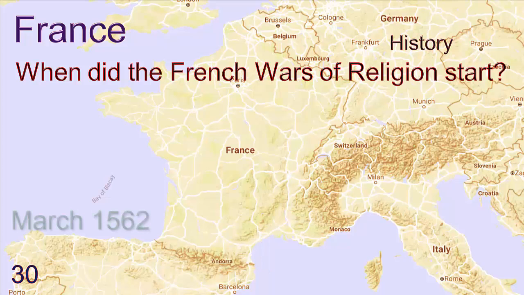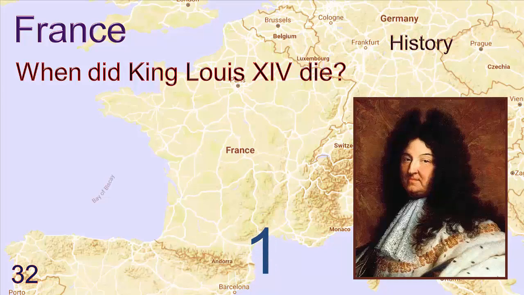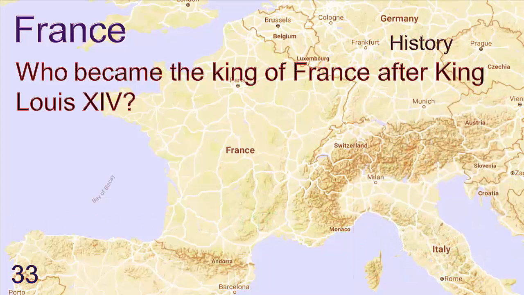March 1562. When did the French Wars of Religion end? April 1598. When did King Louis XIV die? September 1st, 1715. Who became the King of France after King Louis XIV? King Louis XV. When did King Louis XVI become the king?